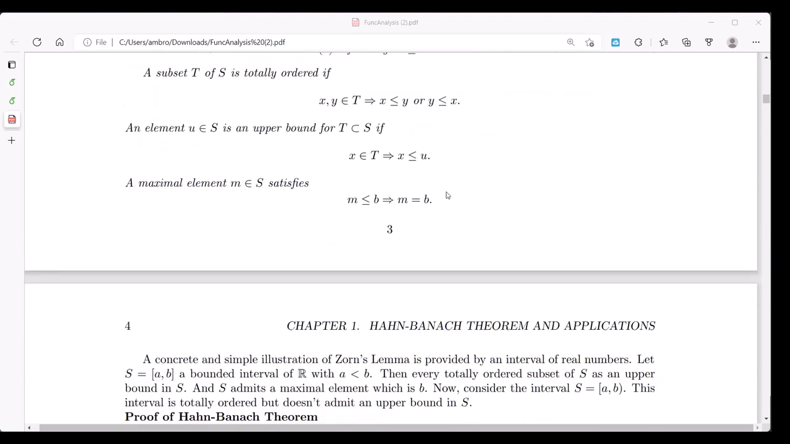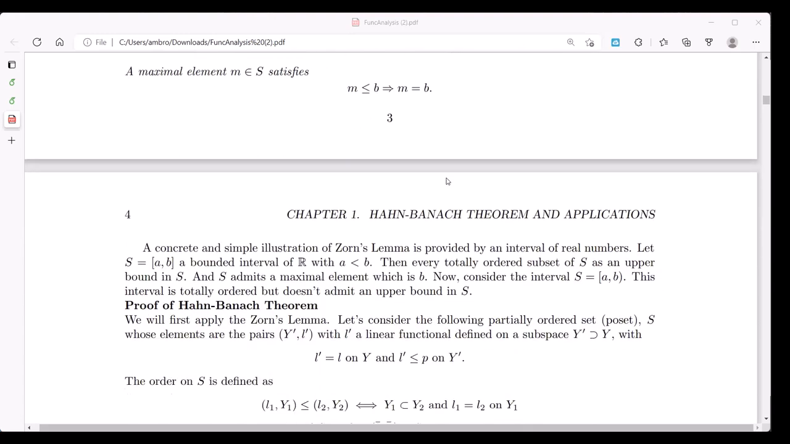Okay, so let's do that. Before going into the proof, just a little example.